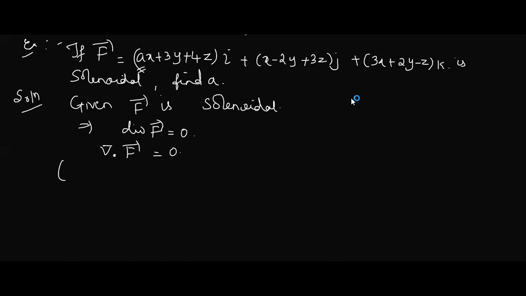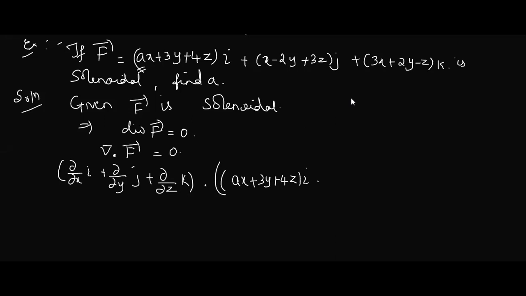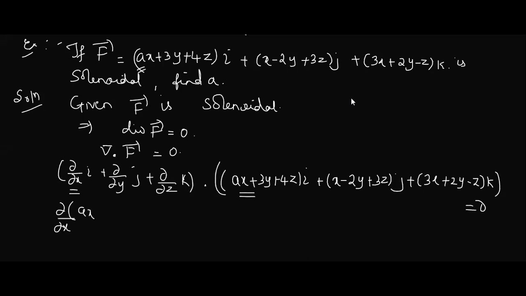So del is dou by dou x i, dou by dou y j, dou by dou z k, dot product with F. F is (ax + 3y + 4z) i + (x - 2y + 3z) j + (3x + 2y - z) k. So the dot product is equal to 0. How do we find a dot product? We multiply the corresponding i coefficients. This is dou by dou x operating on ax + 3y + 4z.